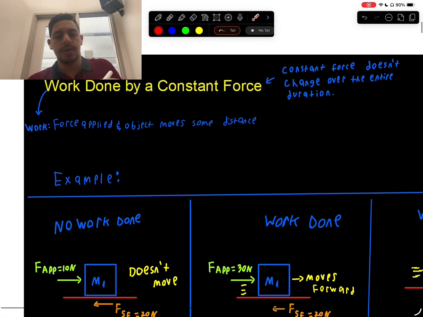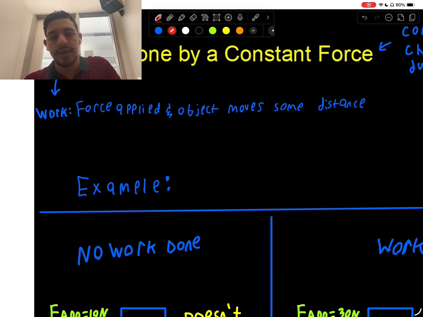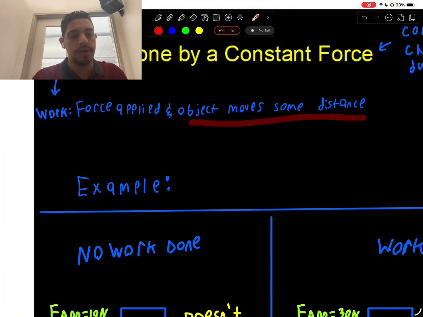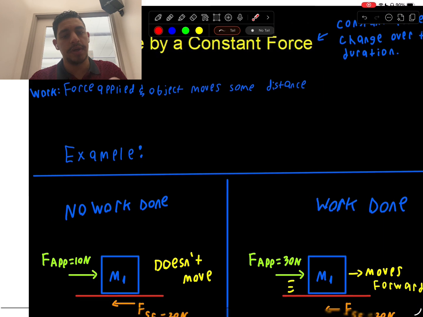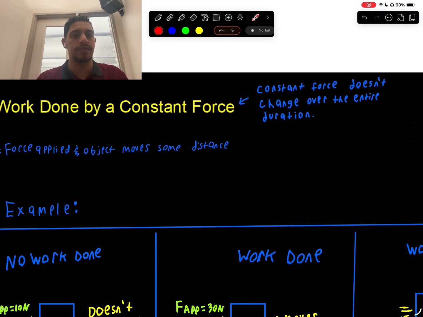So work, we need a definition of what that means, right? Because work in our daily lives is just work, but in physics it's very specific. So work in physics has to do with a force being applied on an object and the object moves some distance, okay? So we're going to start with work done by a constant force, and a constant force is basically a force that doesn't change over the duration.